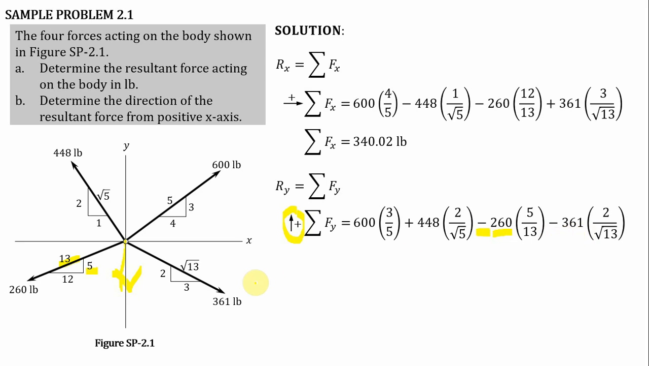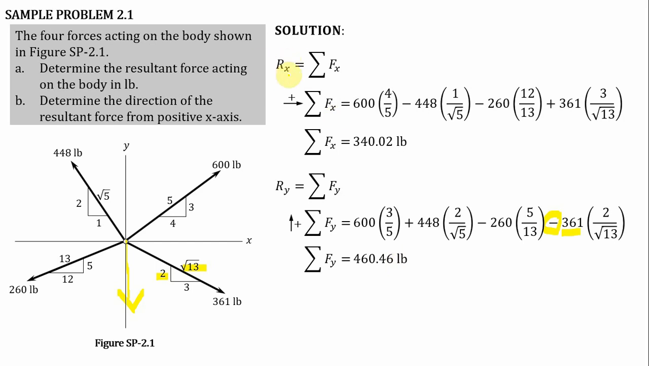Okay, so ito naman, yung pang-apat. Yung pang-apat natin, this is 361 pounds, that is downward to the right. So therefore, the vertical component is going downward. So that's why minus yan. Okay, so therefore, 361 times 2 over square root of 13. So 2 over square root of 13. And that is equivalent to 460.46 pounds.